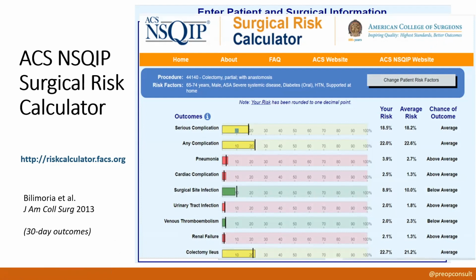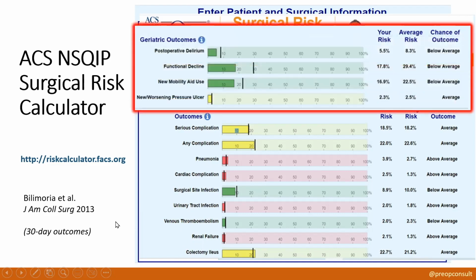And in addition to cardiac complications, it predicts a lot of other things. Serious or any complication, pneumonia, VTE, renal failure, etc. There's also a component if you have patients over the age of 65, the geriatric outcomes are predicted for post-op delirium, functional decline, and a few others. So this is the most comprehensive calculator of the bunch and includes things other than cardiac as well.